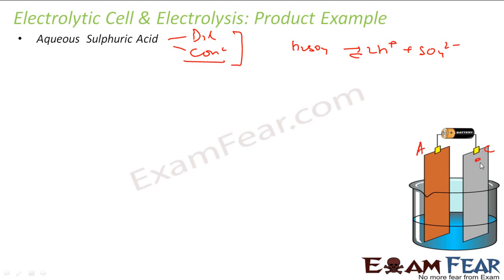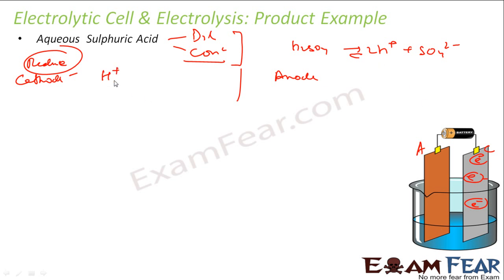Cathode will have a lot of electrons, and at cathode we will have reduction happening. So I have cathode and I have anode. First let's see cathode. At cathode I have reduction. So what are the potential candidates for reduction? I have H plus, which can reduce. So H plus is one candidate for reduction and water is one candidate for reduction.